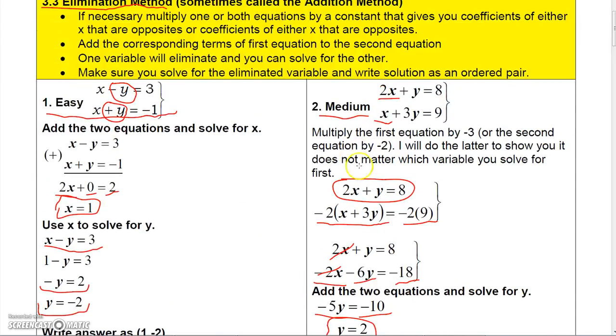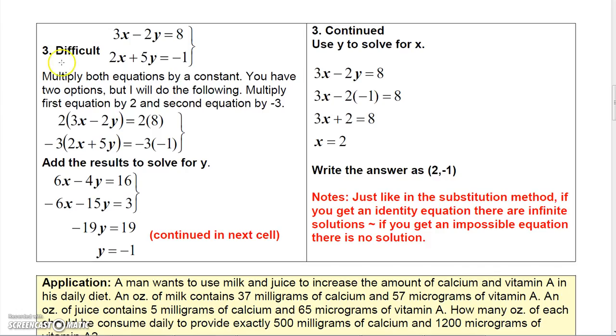Now, just to make sure you understand, I could have multiplied this first equation by a number to make this be negative 3y and added it to the second equation. So it's up to you which one you want to do. Sometimes you're going to have to multiply both equations by a number. If you'll notice here, I have 3x and 2x. So I thought, if I could make this be 6x, and if I could make this be minus 6x, then I could add them together and they would cancel.